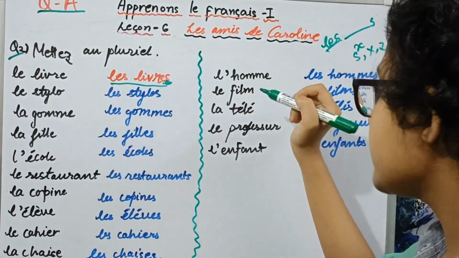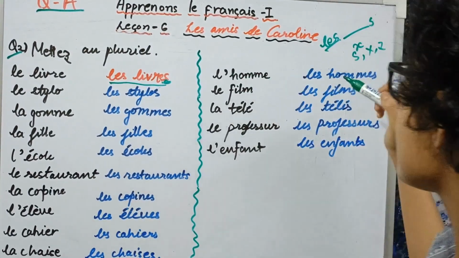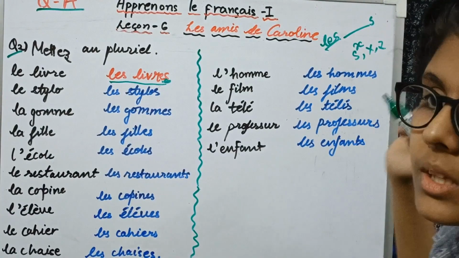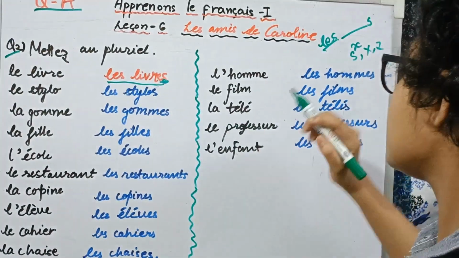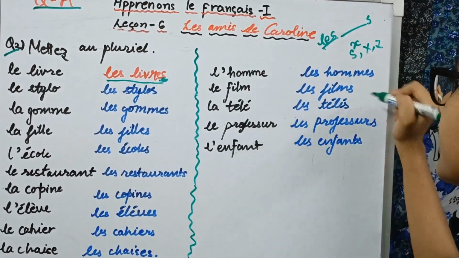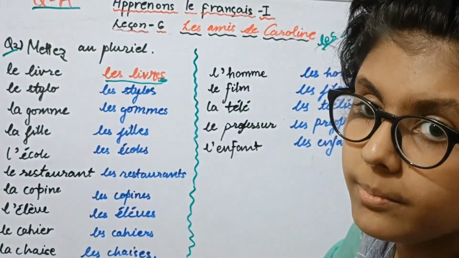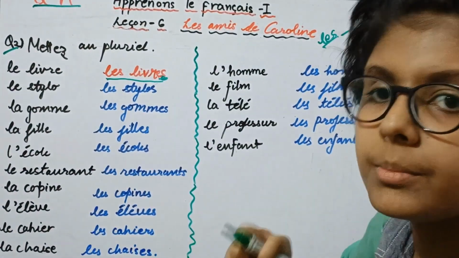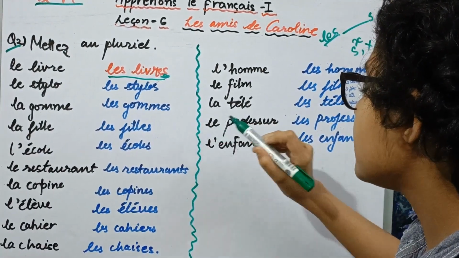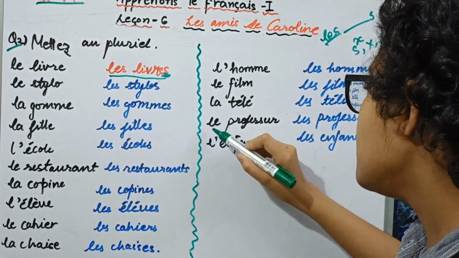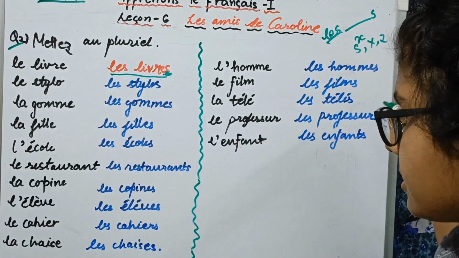So now let us go on to the next side. The first one here is l'homme, the man, les hommes, the men. Then we have le film, the film, transformed into les films, the films. Then la télé, the television, which becomes les télés, the televisions. Then the second last one, le professeur, the professor, les professeurs, the professors.